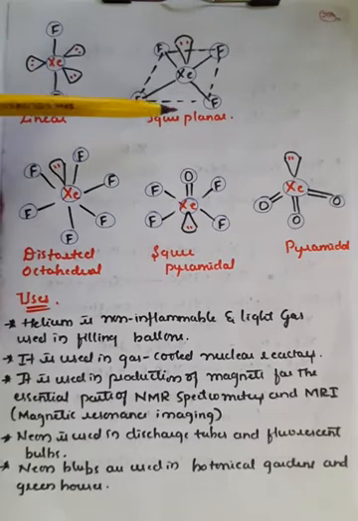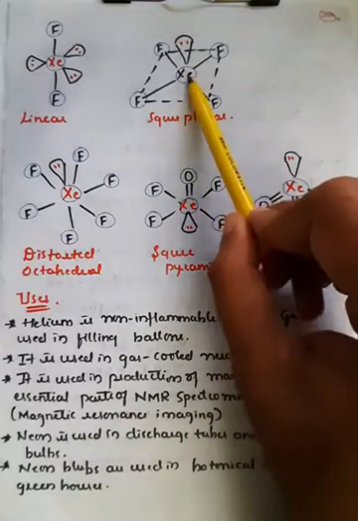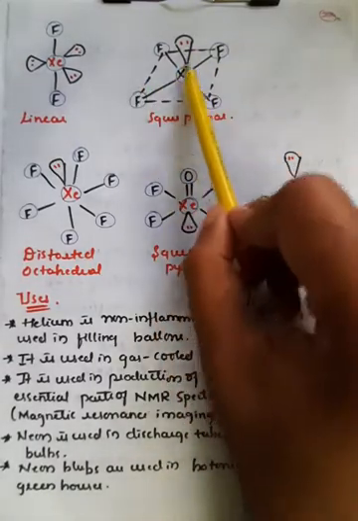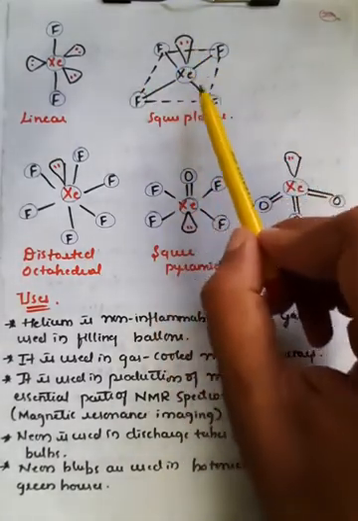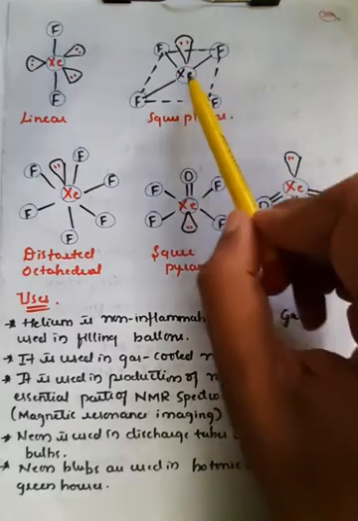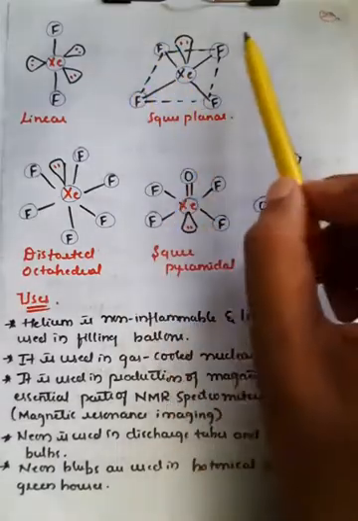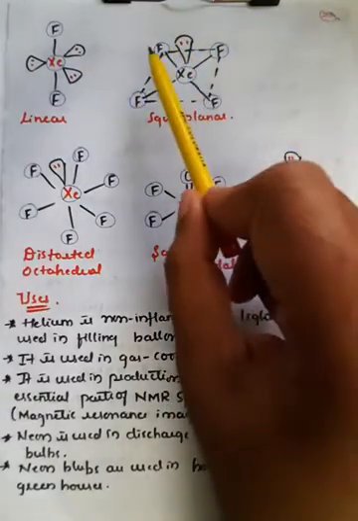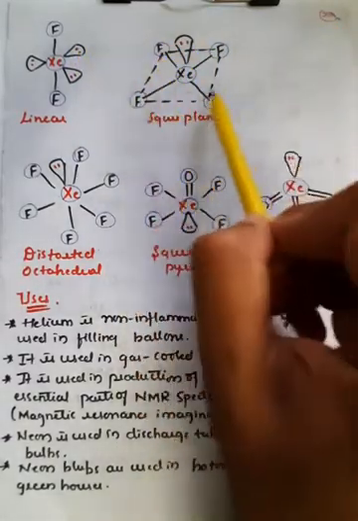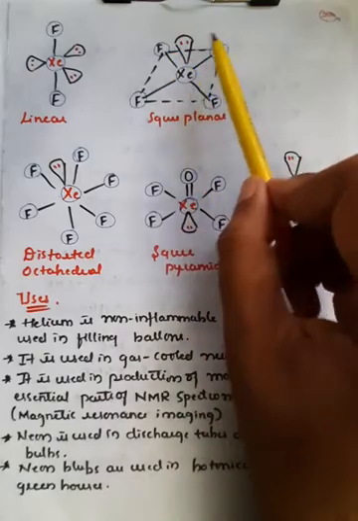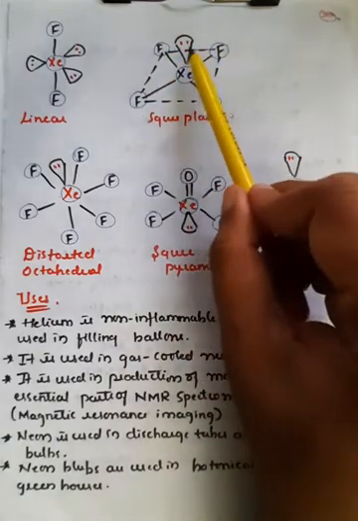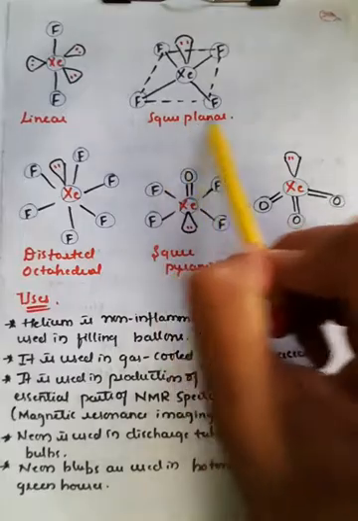And the square planar structure of xenon is bonded with 4 fluorine atoms and it generally has 1 lone pair of electrons. So here if you observe, the xenon is bonded with the 4 fluorine atoms, which looks like a square, and it is a planar structure, that is, on the plane, so therefore it is called a square planar. Here xenon is bonded with 4 fluorine atoms and 1 lone pair of electrons. This is generally called square planar.